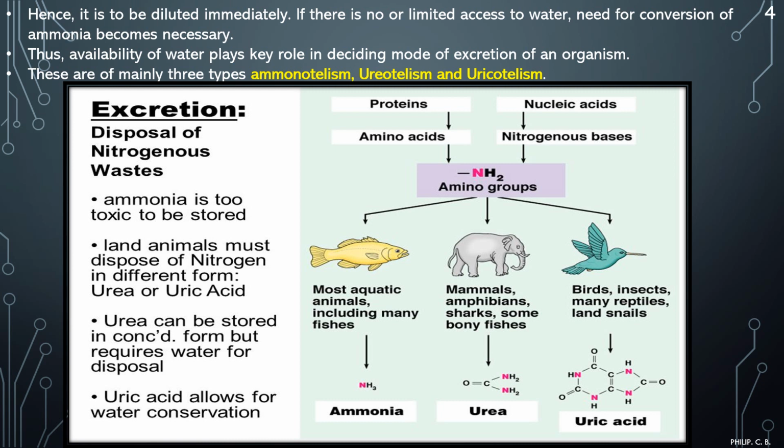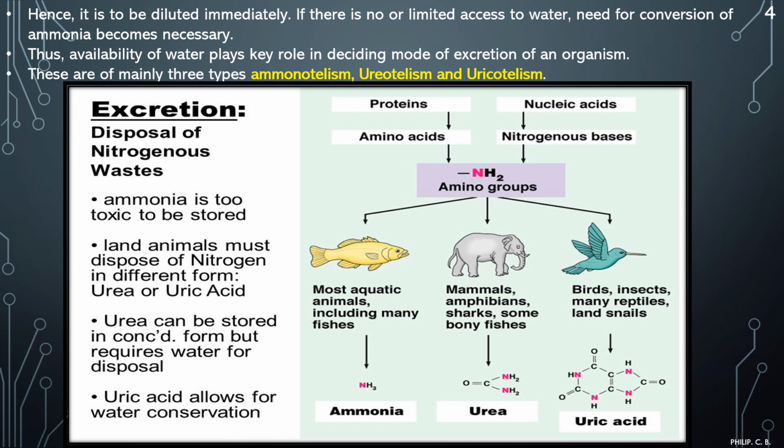These are mainly three types, that is ammonotelism, the one which excretes ammonia. Here also note the difference between secretion and excretion. So, it is excretion. Okay. Ureotelism, the one which excretes urea, and Uricotelism, the one which excretes uric acid. Clear? Again here you can see an image.